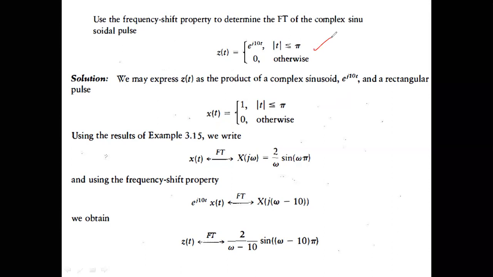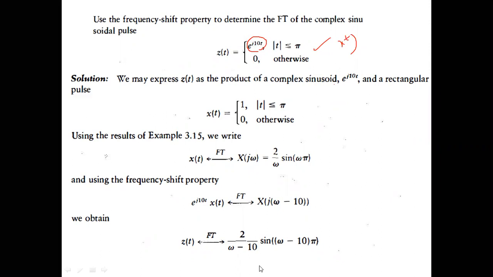That means a shift in the frequency domain implies a multiplication by an exponential in the time domain. That means there is some x of t which has been multiplied by an exponential in the time domain, whose Fourier transform we have to find. Then the corresponding multiplication by an exponential in the time domain should result in a shift in the frequency domain. So what may be that signal?